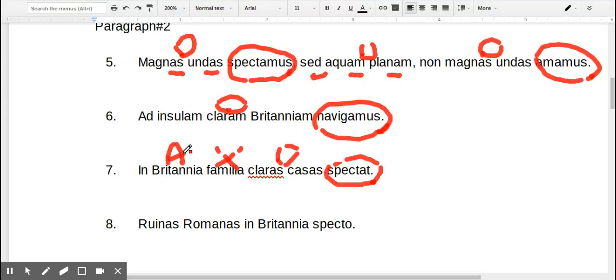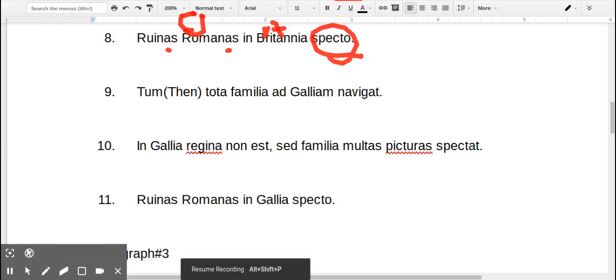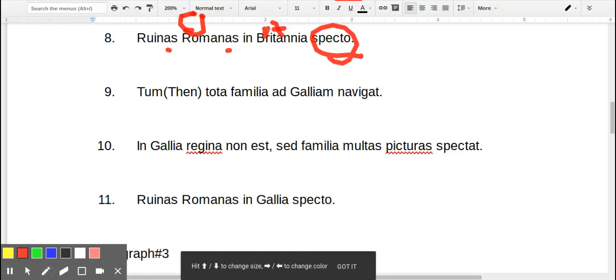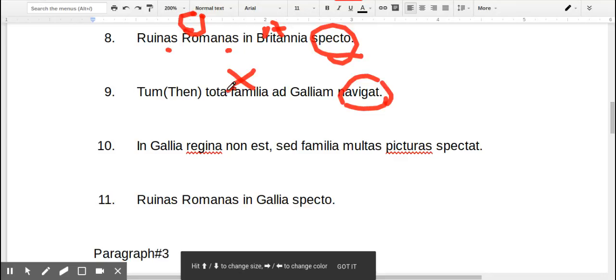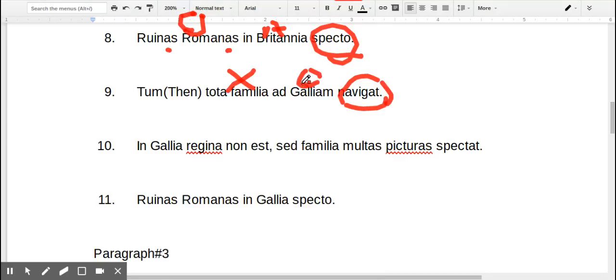This takes an ablative. Then ruinas romanas in Britannia. Remember, don't translate accusatives until you translate the verb. I watch Roman ruins in Britain. This would be a circle. So, then I look at my verb. Navigat, third singular. The entire family sails to Gaul or France, either one. In Gaul, this is an ablative.